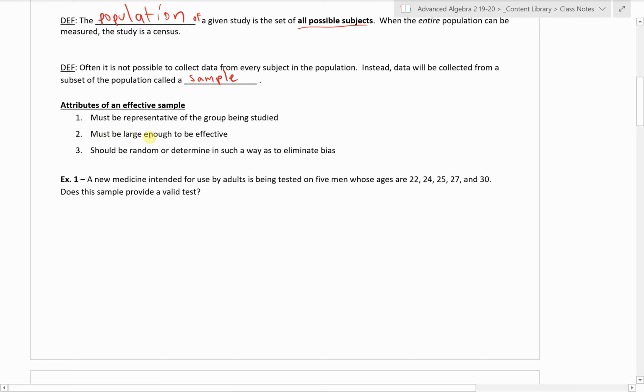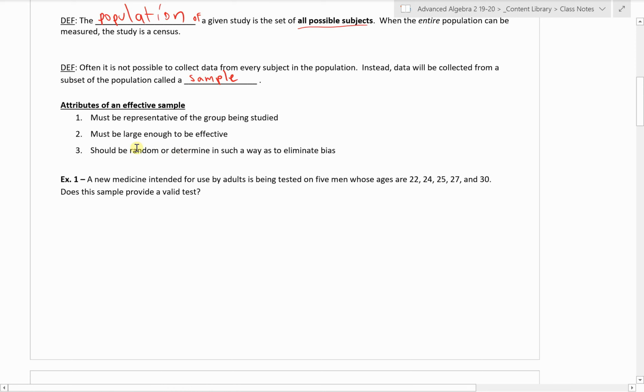Another is that it must be large enough to be effective. So in a sample of Cascade High School students, you wouldn't want to just sample the 5 friends sitting with you at your lunch table, because even if they were varying heights, it's so small that it's not going to necessarily give you a good representation of the whole group. So you want a sample that gets all the different attributes within the group, is large enough to represent the whole group, and most helpfully is randomly determined.